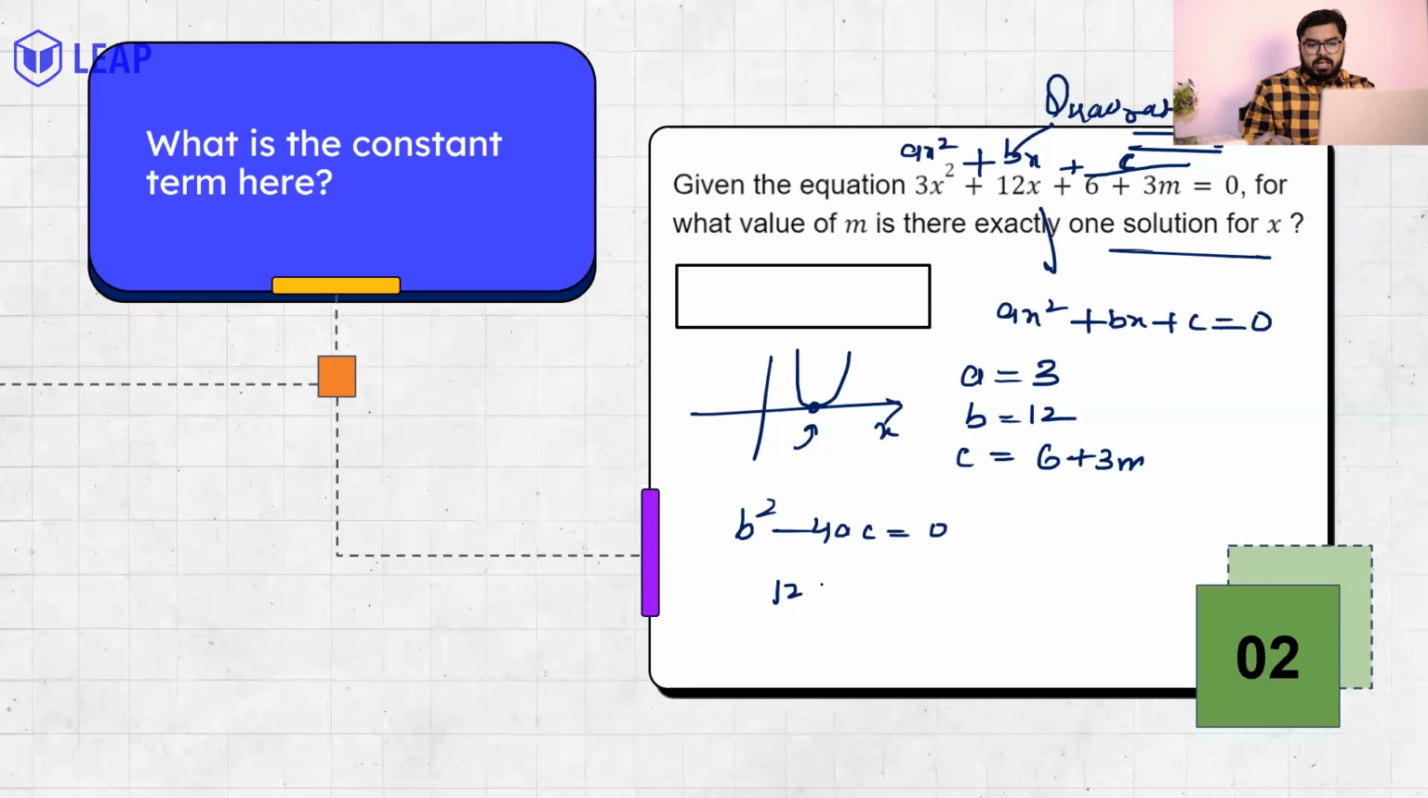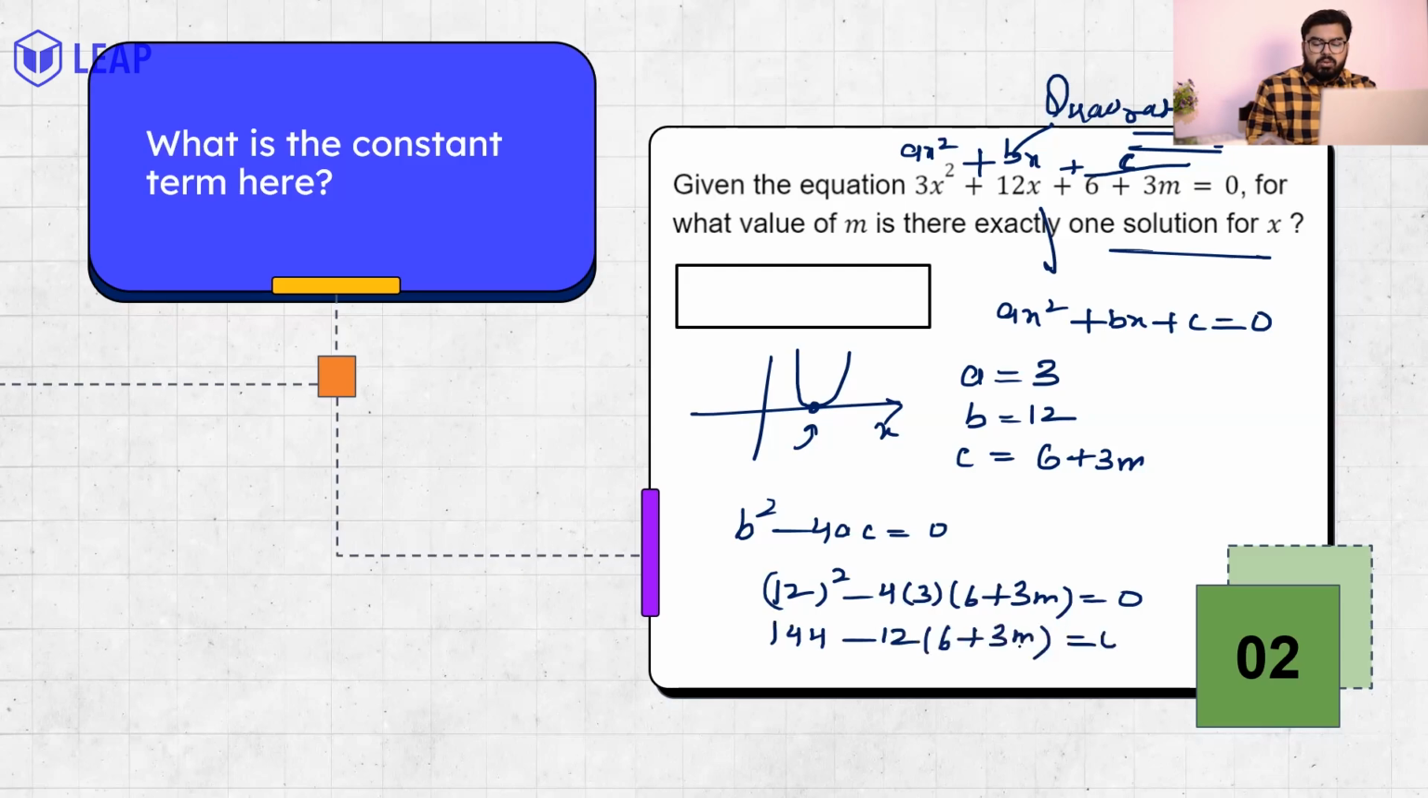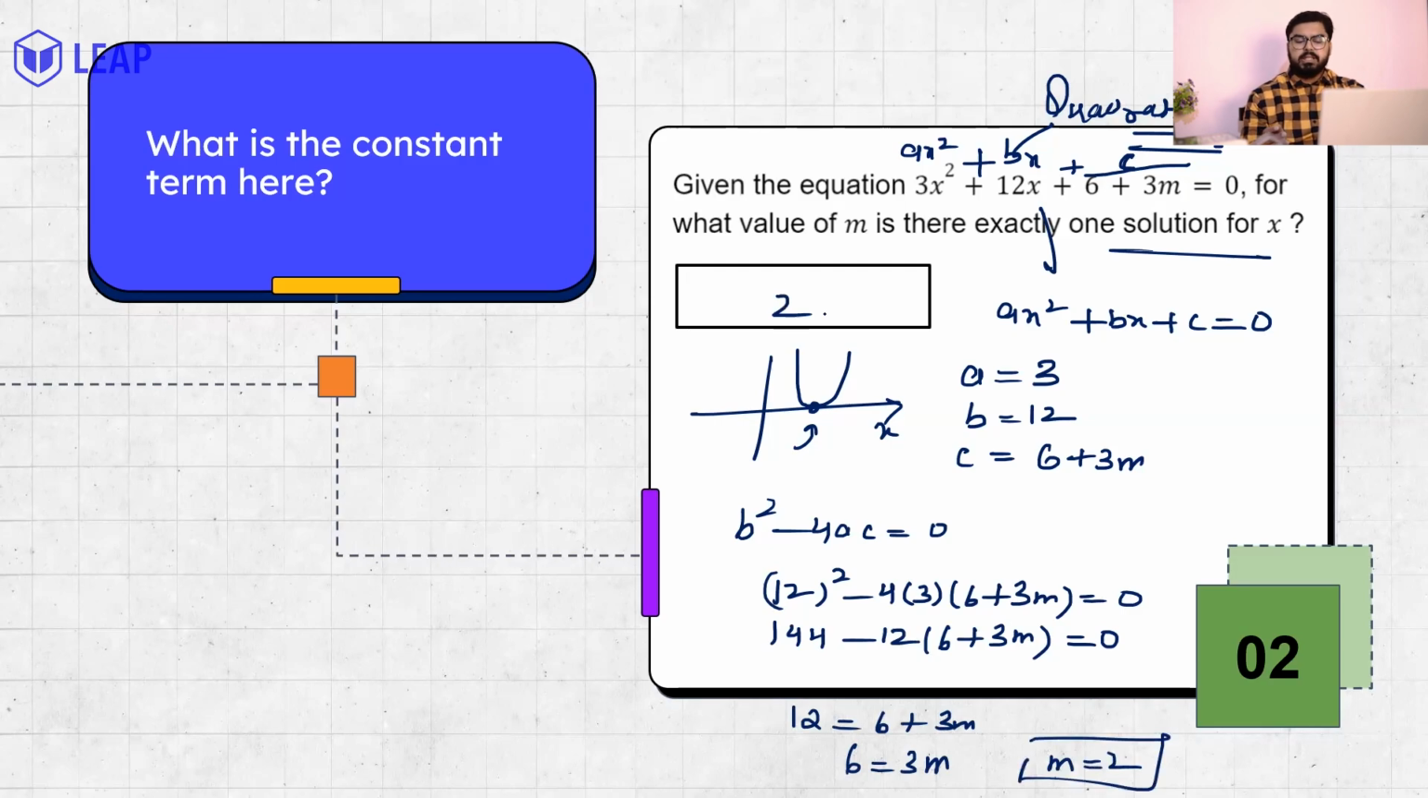So let's substitute the values. b square minus 4ac equal to 0. So 144 minus 4 into 3, which is 12, into 6 plus 3m equal to 0. So that's going to be 12 equal to 6 plus 3m. It's just solving. So this is going to be 6 equal to 3m. So m equal to 2. So that's the value of m. Easy, right? You just need to remember the conditions to be able to solve the questions easily.